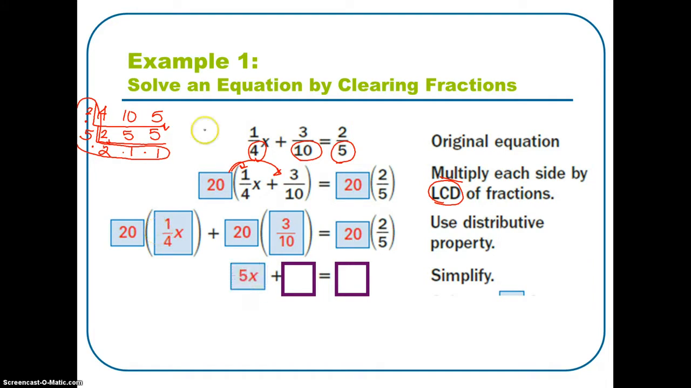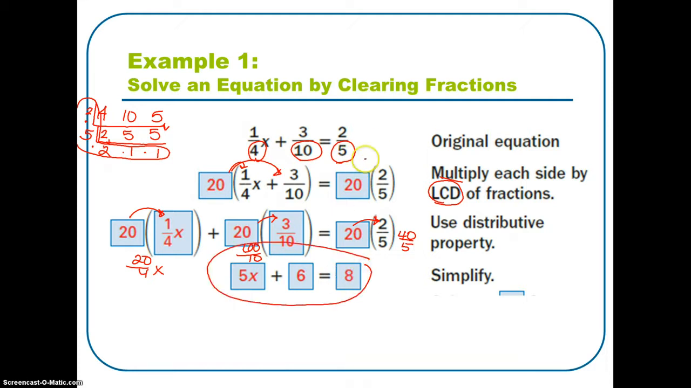is 5. And really what you're doing here is just taking the 20 and multiplying by the numerator. So you have 20 over 4, which is 5. You have 20 times 3, which is 60 over 10, which is 6. And then 20 times 2, which is 40 over 5. Simplify that, and you have 8. Now this problem definitely looks a little bit better to solve than the fractions.